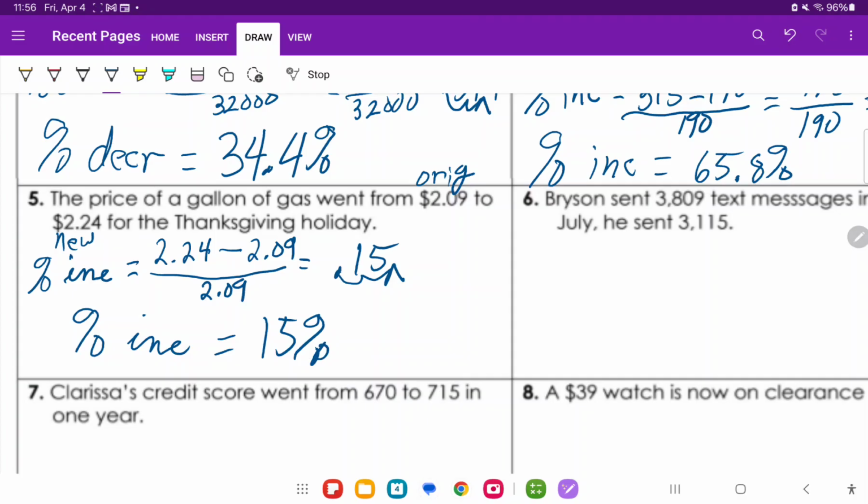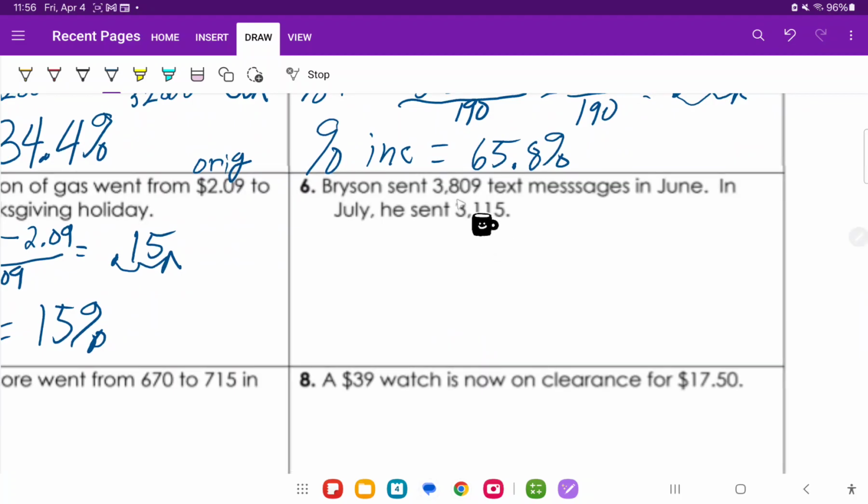Okay. Bryson sent 3,809 text messages in June. In July, he sent 3,115. So this was the original number because that's in June. So in June, he sent that much. And then this is July, so that's the new number. So did he increase text messages or lower them? Well, he had definitely lowered them. 3,800 is more than 3,100. So that is a decrease, a percent of decrease in the text messages.